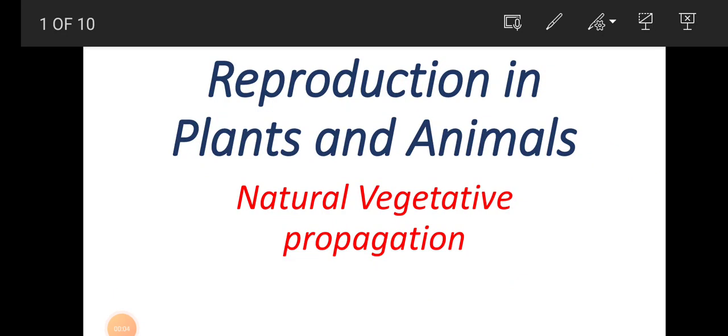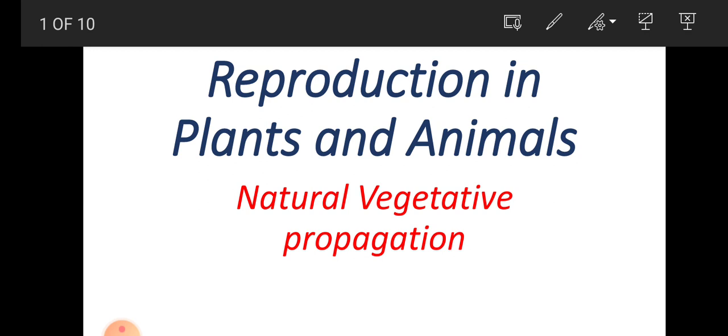So in the last class we started reproduction in plants and animals. We have seen reproduction and its types, right? We studied the modes of reproduction: asexual reproduction and sexual reproduction. In asexual reproduction in animals we saw budding and binary fission, how the reproduction takes place. In plants we have seen spore formation, fragmentation, as well as vegetative propagation. So today we will talk about natural vegetative propagation.